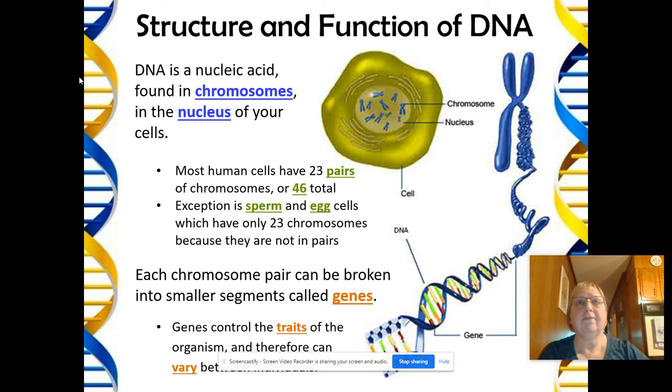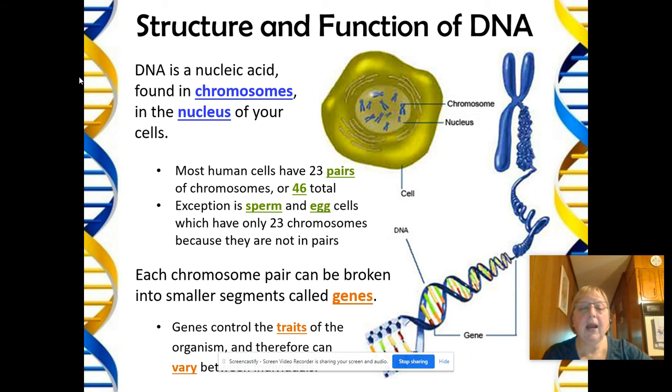The structure and function of DNA, you remember from your biology. DNA is a nucleic acid. It's found in the nucleus, in the chromosomes in your nucleus. Most human cells have 23 pairs of chromosomes, or a total of 46, with the exception of the sperm and egg, which only have 23 because they're not in pairs.